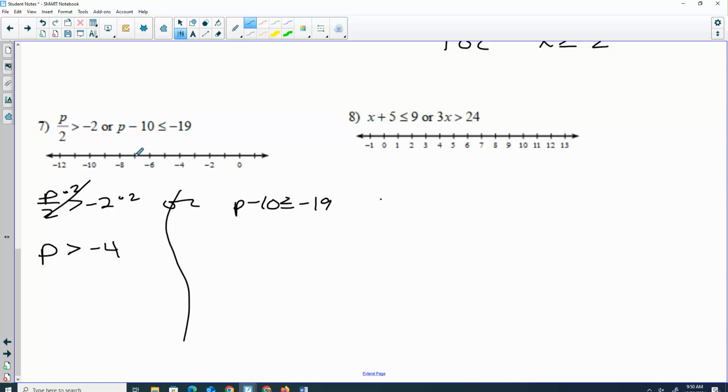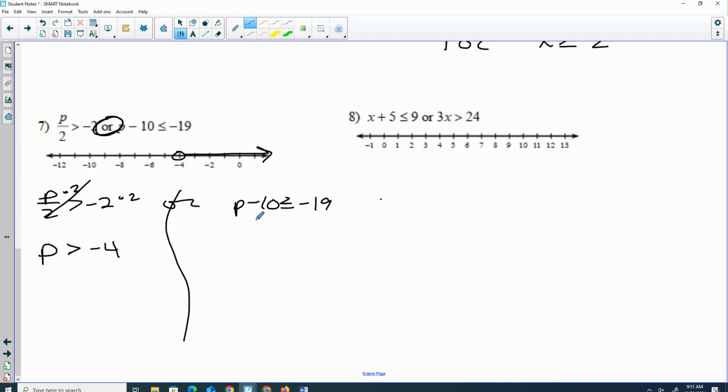Will my final answer be in between the two numbers or two opposite things? Since it was an or, two opposite. Bailey, will it be open or closed at negative 4? Open. And greater than goes to the right.